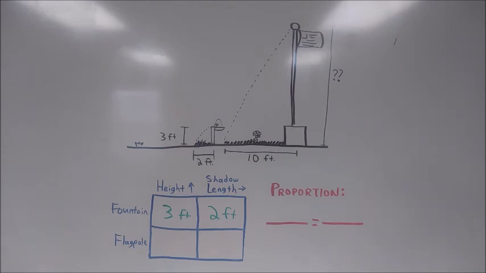If we look at the fountain, we can see that it has a known height of 3 feet, and it has a shadow that is 2 feet long. The flagpole, meanwhile, has a shadow that is 10 feet long. Its height is still unknown to us, but we still have enough information here to set up a proportion. Making a proportion from a table like this is actually pretty easy, because all we have to do is transfer the numbers and keep them in their same position. Then we just draw lines for ratios and an equal sign in between them.